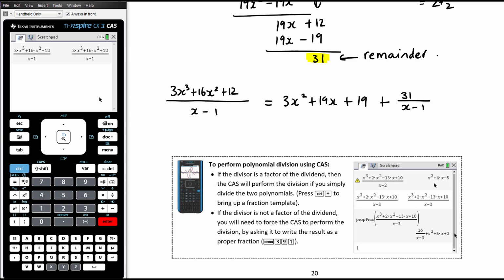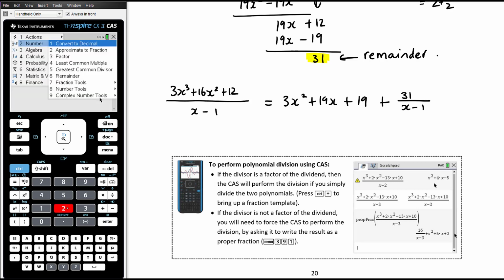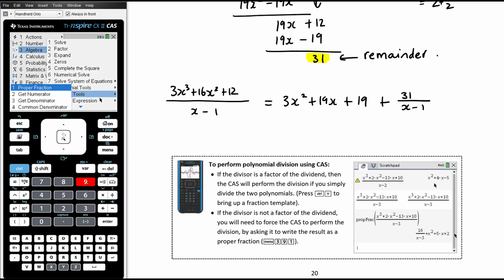The way we can force it to do the long division is to tell it that we don't want an improper fraction, we want a proper fraction. So we use the fraction tools, which are available in both the number and algebra menus. Menu 2.7 is where you get fraction tools, or menu 3.9. They're exactly the same tools, it doesn't matter where you get them from. We've got things like proper fraction, common denominator, etc.